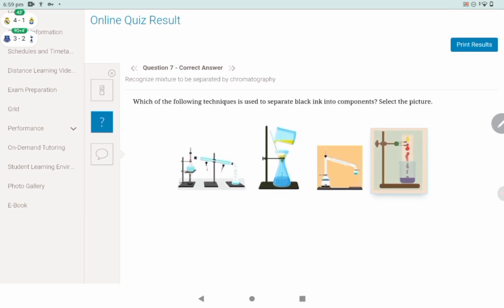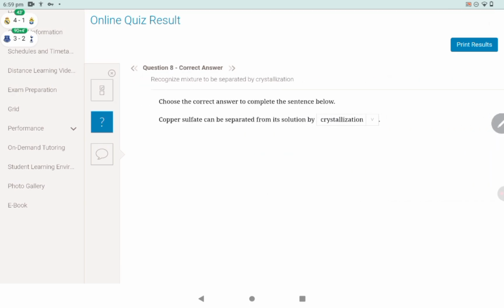Which of the following techniques is used to separate black ink into components? To separate black ink into components, we use paper chromatography, and that is what is shown in the fourth picture. Copper sulfate can be separated from its solution by crystallization. Yes, copper sulfate is a form of salt, and we can easily use crystallization on this.